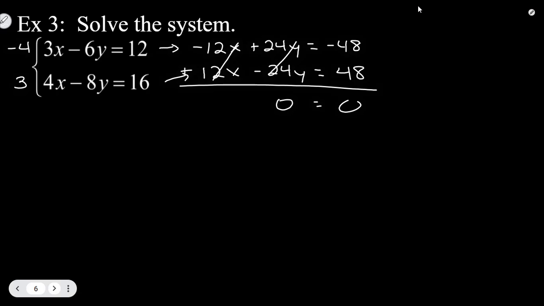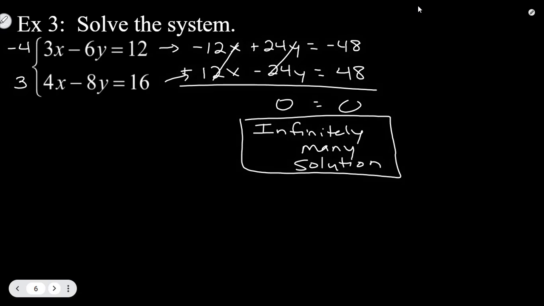That means we have infinitely many solutions. Now, it's very important we understand. It doesn't mean that every ordered pair is a solution. It just means we have infinitely many of them. Because every point on the line, which goes on forever, is going to be a solution to both, because they're both the same line. This is a dependent system.